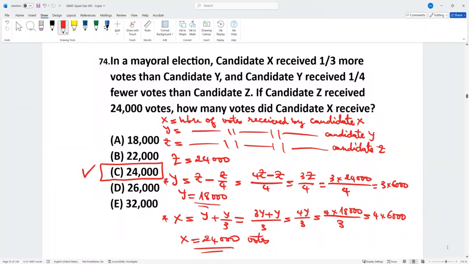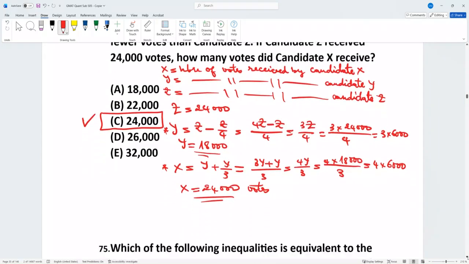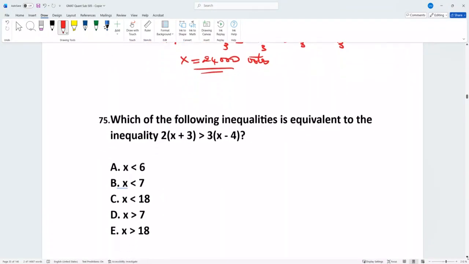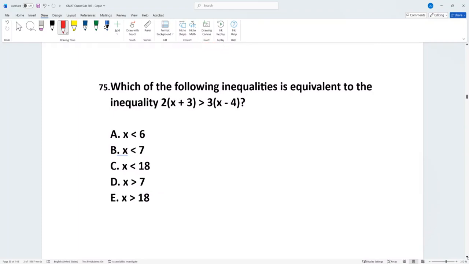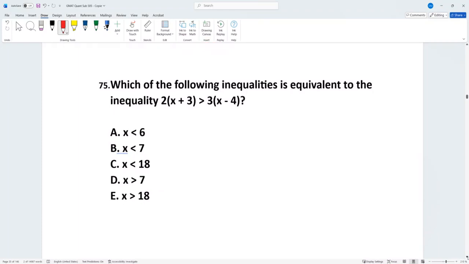So now moving on to question 75, where we have this prompt which says, which of the following inequalities is equivalent to the inequality 2 times (x plus 3) greater than 3 times (x minus 4), like this.